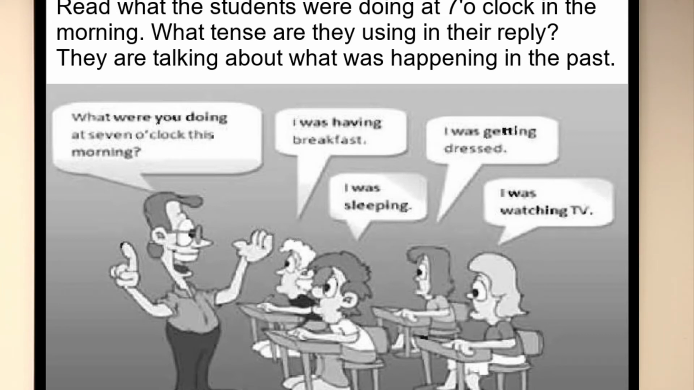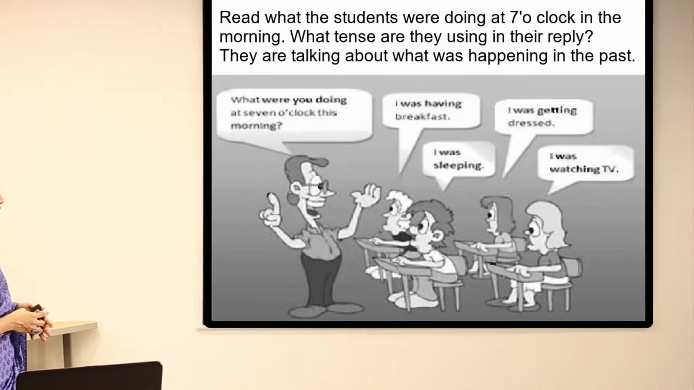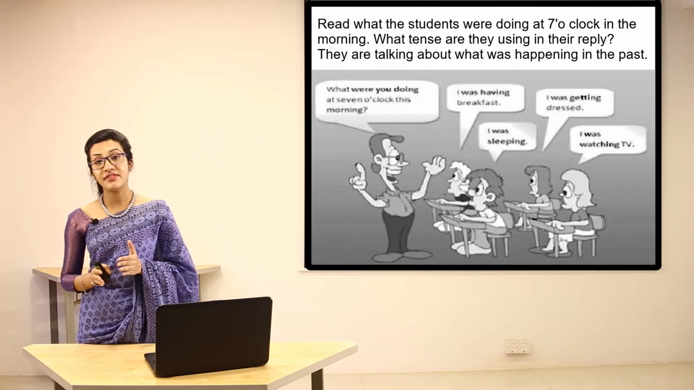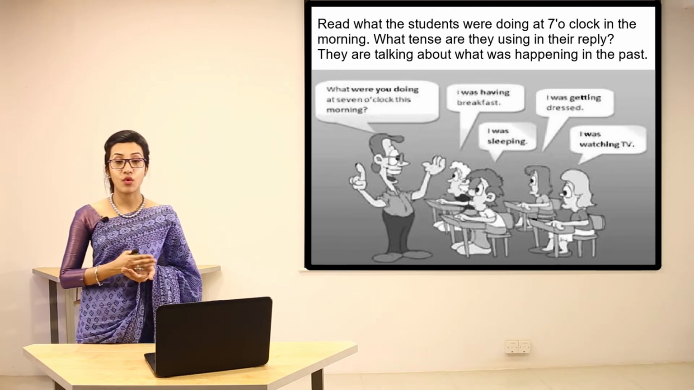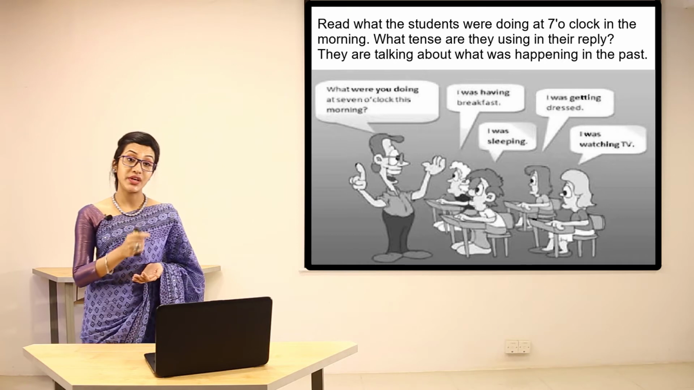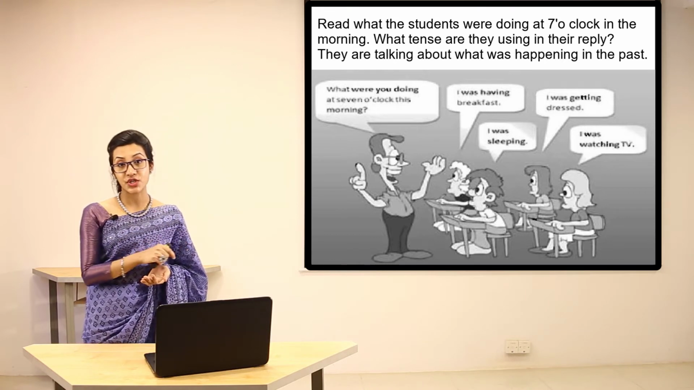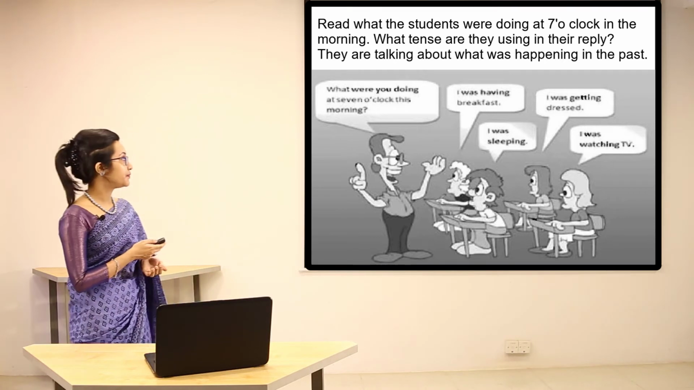In reply, there are different students who are giving different answers. The first student said, I was having breakfast. The next one said, I was sleeping. The third one said, I was getting dressed. And the fourth one said, I was watching TV. Now all these events happened at 7 o'clock and they were doing these actions right at that moment.